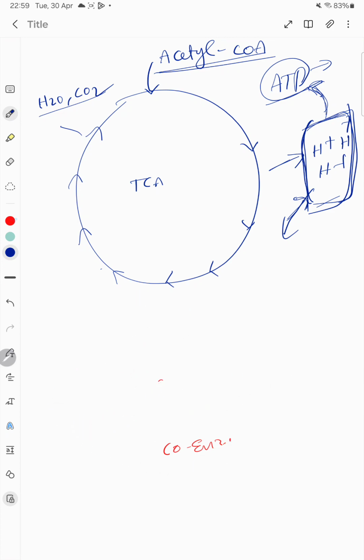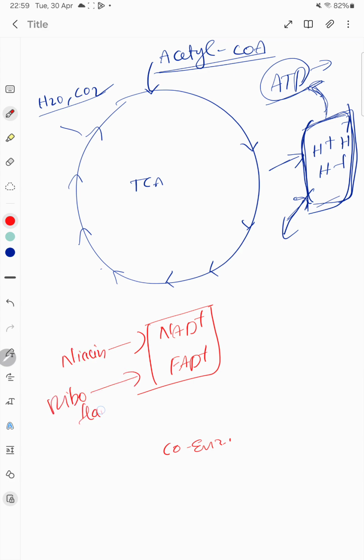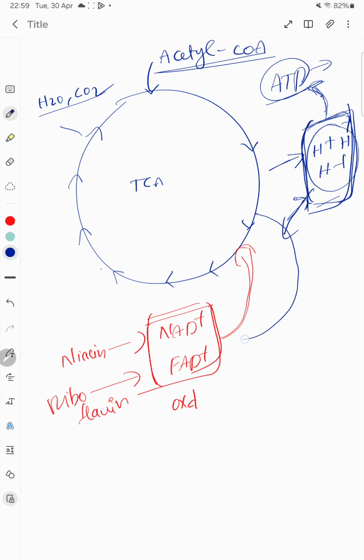Now see these two guys, NAD plus and FAD, these two are produced from vitamins niacin and riboflavin. These two coenzymes are in oxidized state, okay. What they do is they go to the TCA cycle. In return, whatever H plus ions were produced by the TCA cycle will be given to the NAD and also FAD, okay.